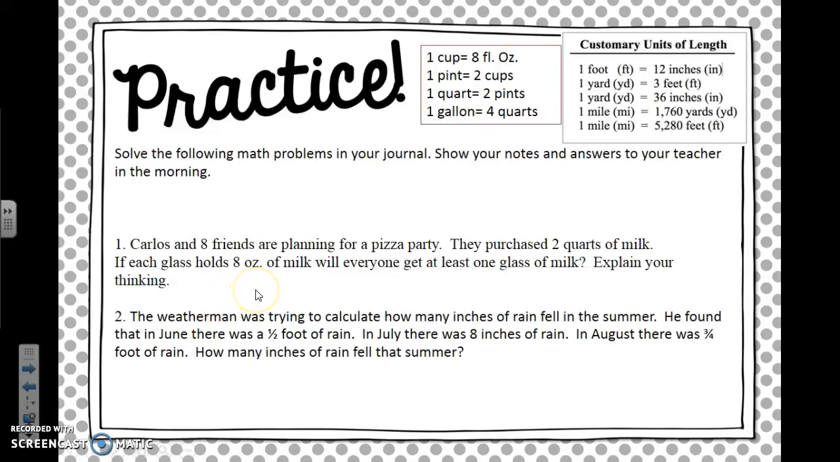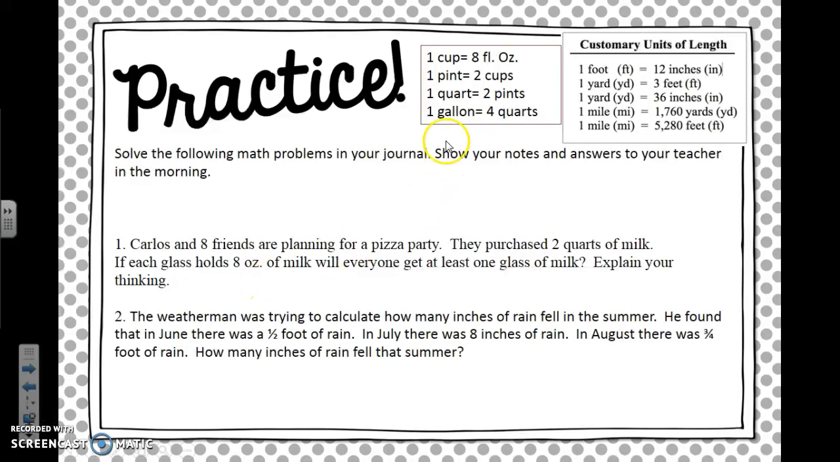The weatherman was trying to calculate how many inches of rain fell in the summer. He found that in June there was a 1/2 foot of rain. In July there was 8 inches of rain. In August there was 3/4 foot of rain. How many inches of rain fell that summer?